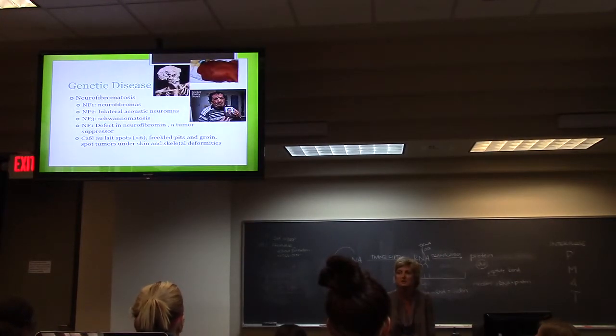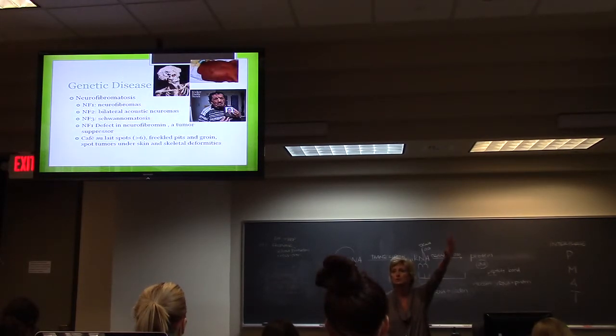Neurofibromatosis, just another example of genetic disease. The defect is just in a single protein, neurofibromin. It's a tumor suppressor. So when the suppressor is defective, the tumors can grow. There are 3 forms of it: Neurofibromatosis 1, 2, and 3. And where the tumors form is where those different flavors come from.